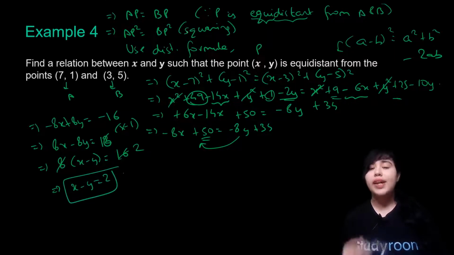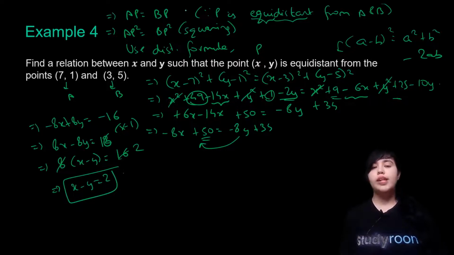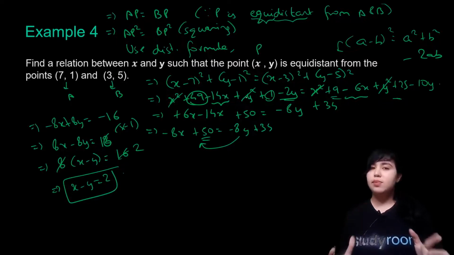So I just made use of the concept of equidistance to say AP and BP are equal. I did squaring on both sides, made use of the distance formula, and then there is this simple algebraic simplification which made me get the relation between these variables x and y.